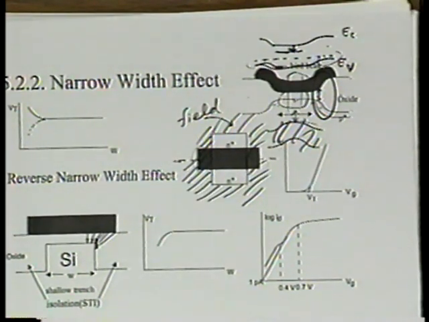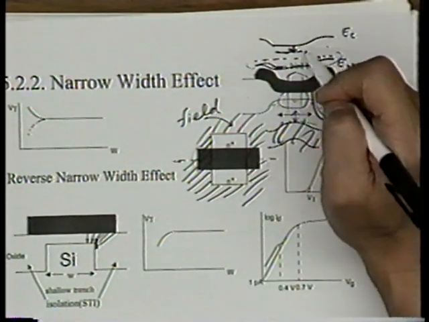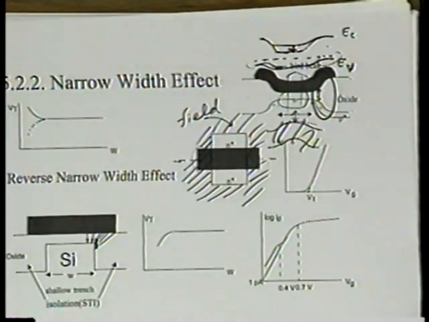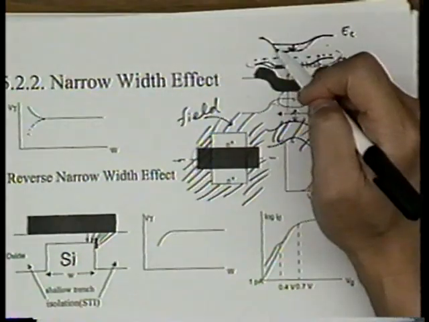There's another reason why it's harder to bend. What's the other reason? Oxide thicker, that's the other reason. Absolutely right. So the bands here will be more stubborn. It's harder to bend it. Is that correct?